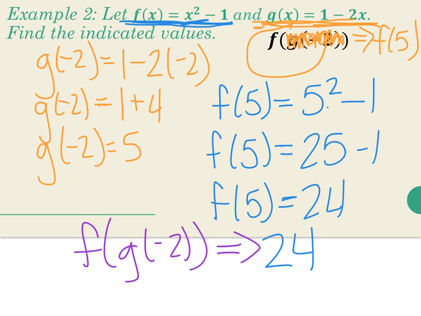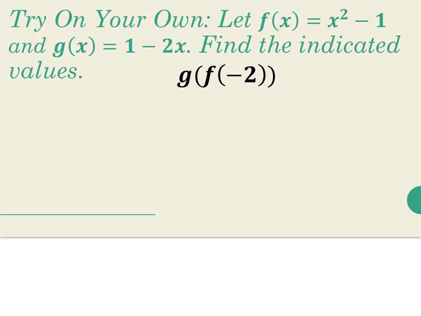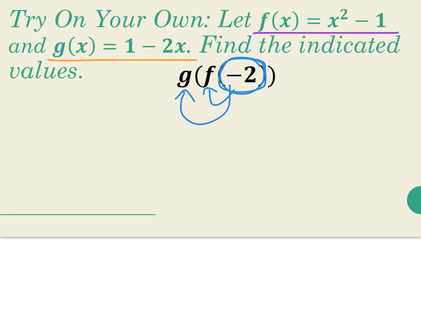So what I want you to do is take that knowledge and figure out what g of f of -2 is. So it's actually the same functions, and we have the same caterpillar value, but our butterfly is going to be different because he has to break through f first, and then that number will break through g. So I want you to try this one on your own and see what you come up with. Good luck.